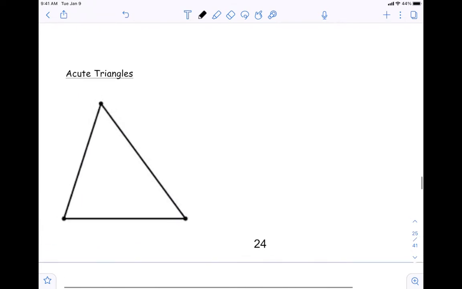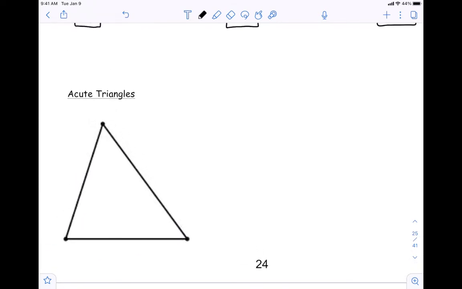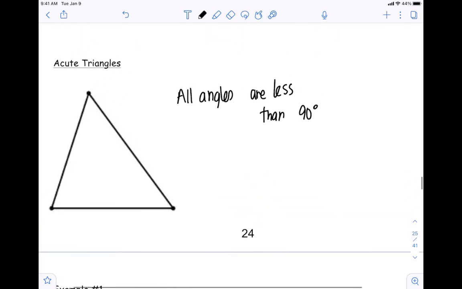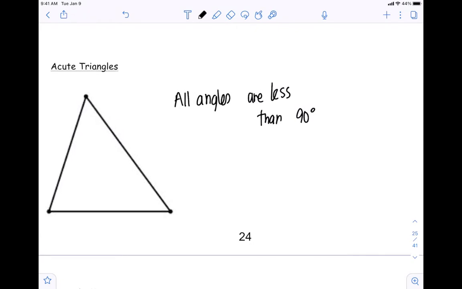Okay, so an acute triangle, if you're wondering or trying to remember what that means, is one where all angles are less than 90 degrees. If all angles are less than 90 degrees within this triangle, then it's called an acute triangle. So all angles less than 90 degrees. That's kind of the definition.